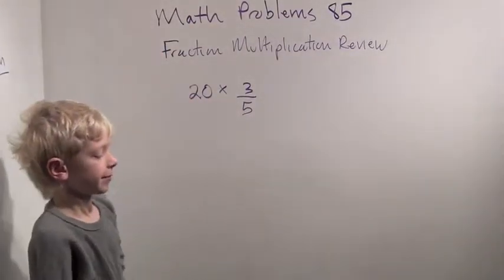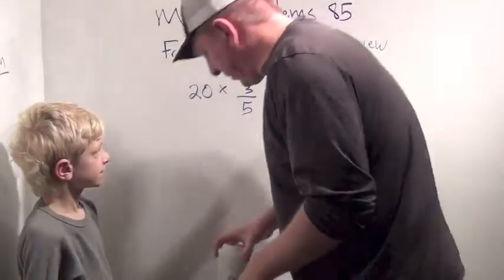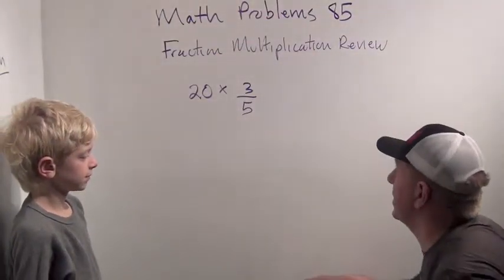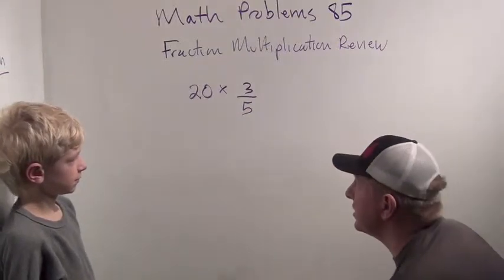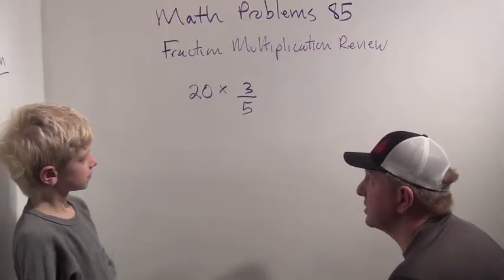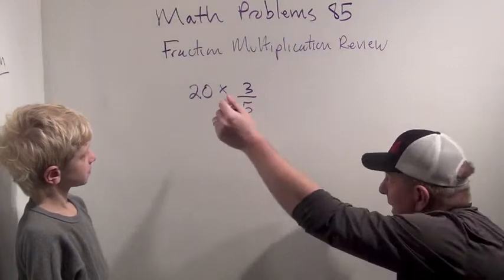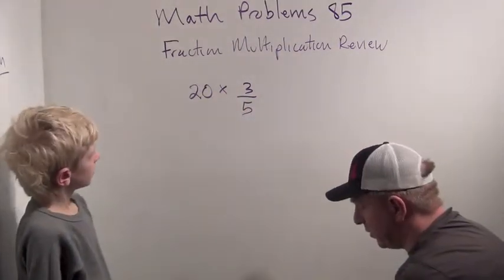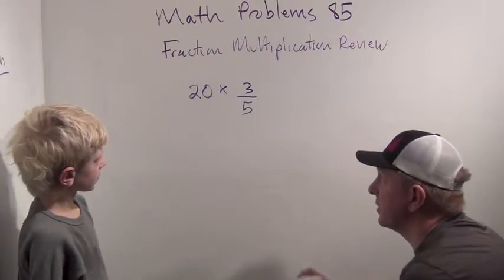MathProblems number 85. So this morning we were continuing on with our dividing fractions, but we came across something that I thought was worth spending a little time talking about: easy ways to multiply fractions. So this was a problem kind of like what we came across, 20 times 3/5. So what's one way to do this?